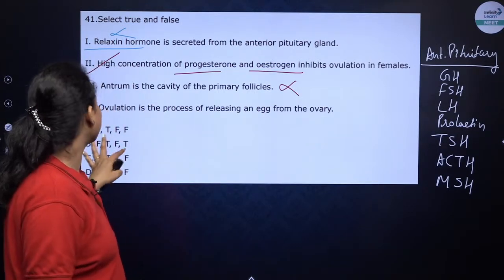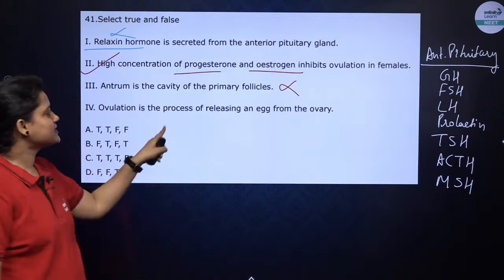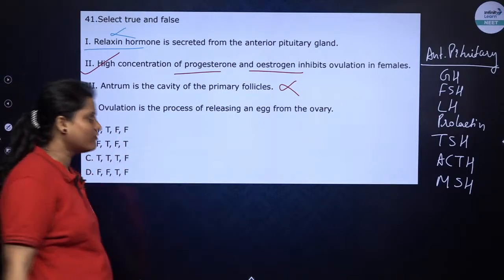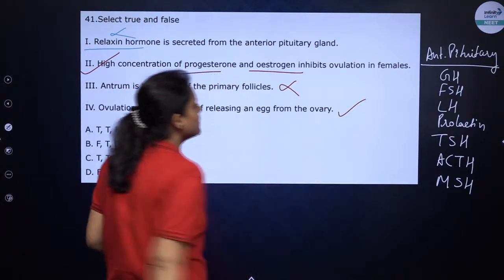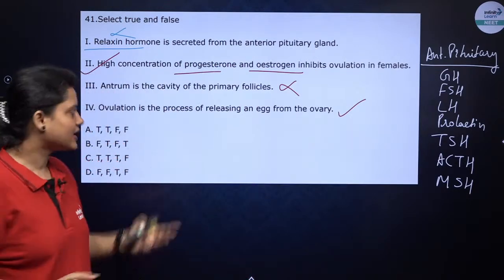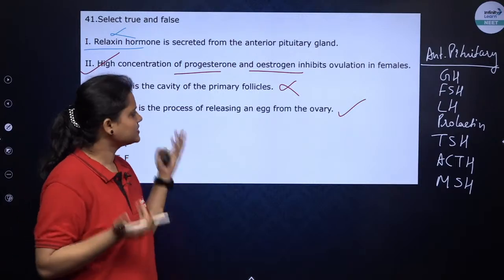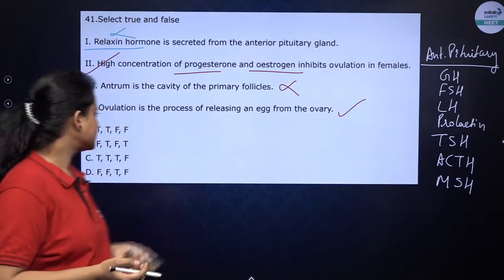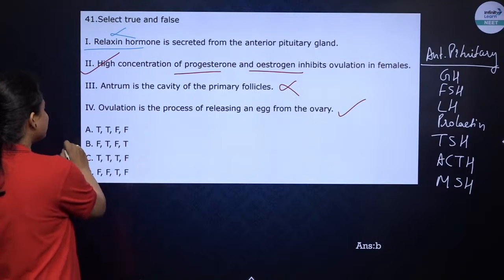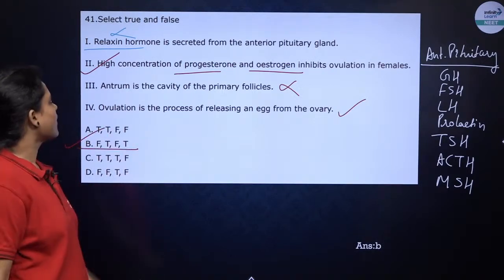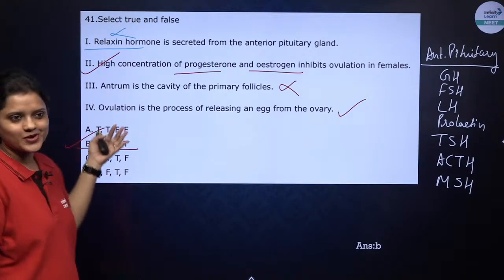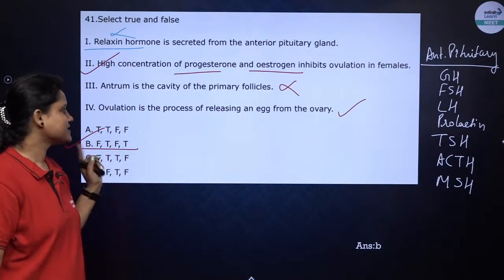Ovulation is the process of releasing an egg from the ovary. That is right. But let me tell you what the correct line should be. The correct line should be secondary oocyte instead of egg. But still it is fine. So let's see. Correct option is B: false, true, false, true. Don't leave it out. Correct option is B.